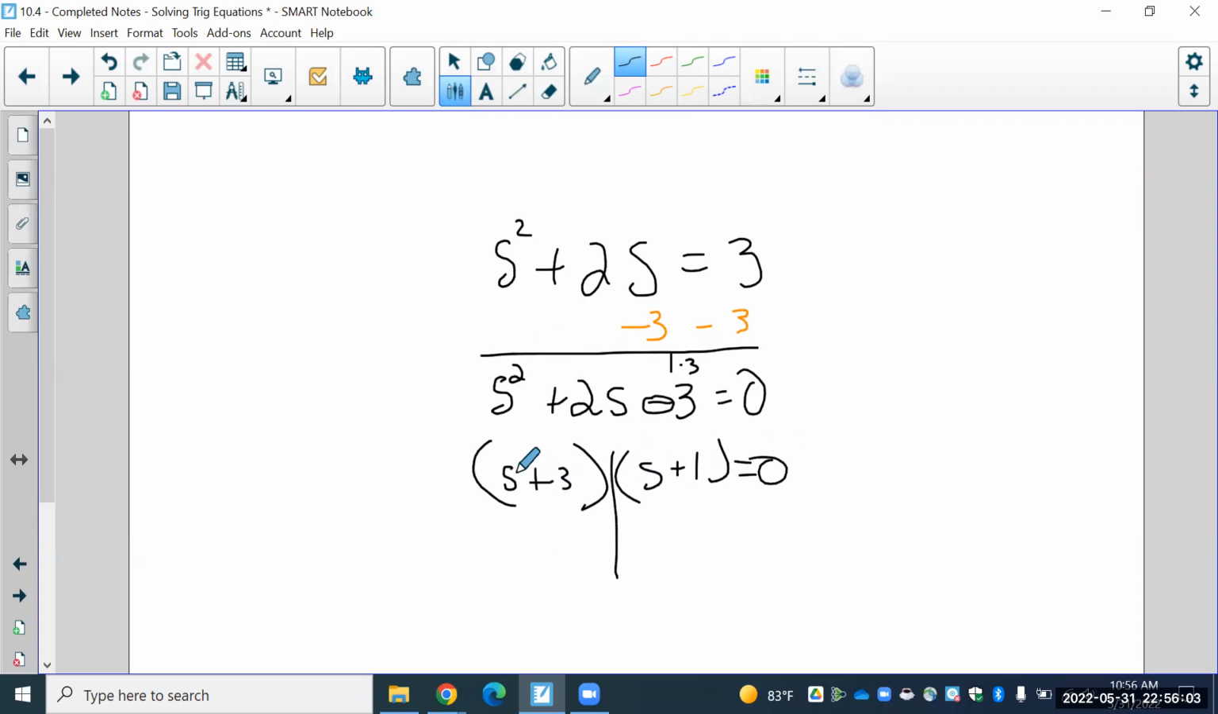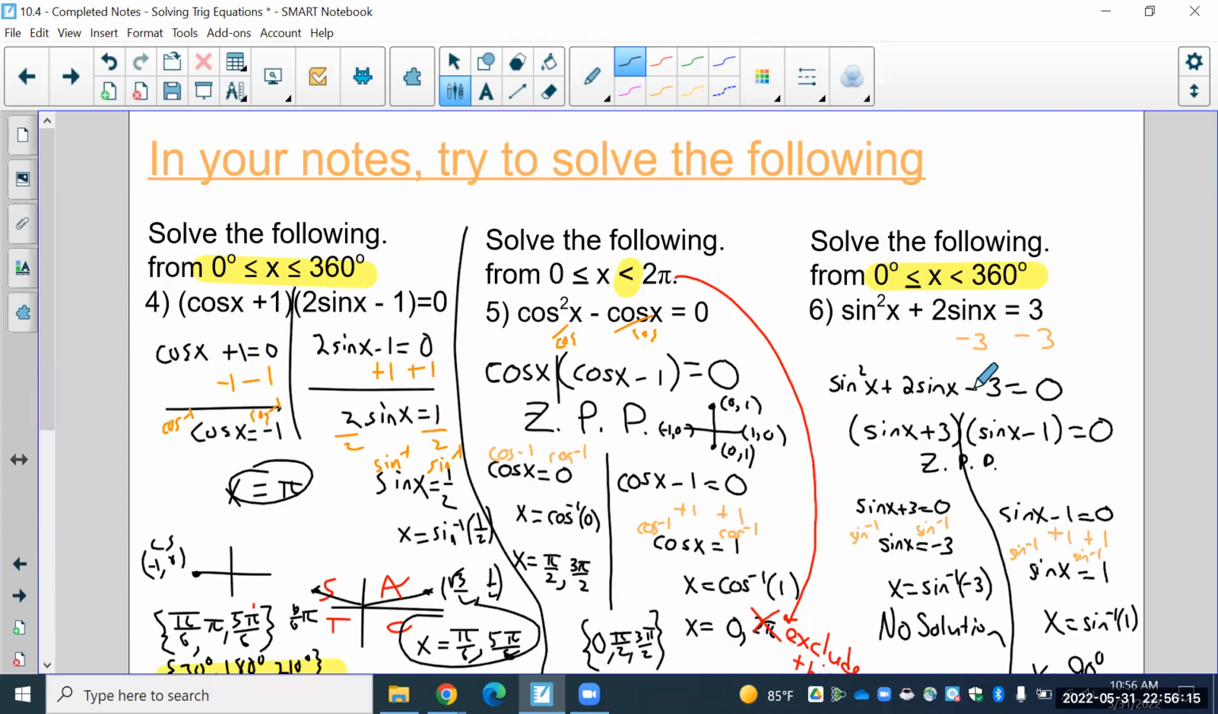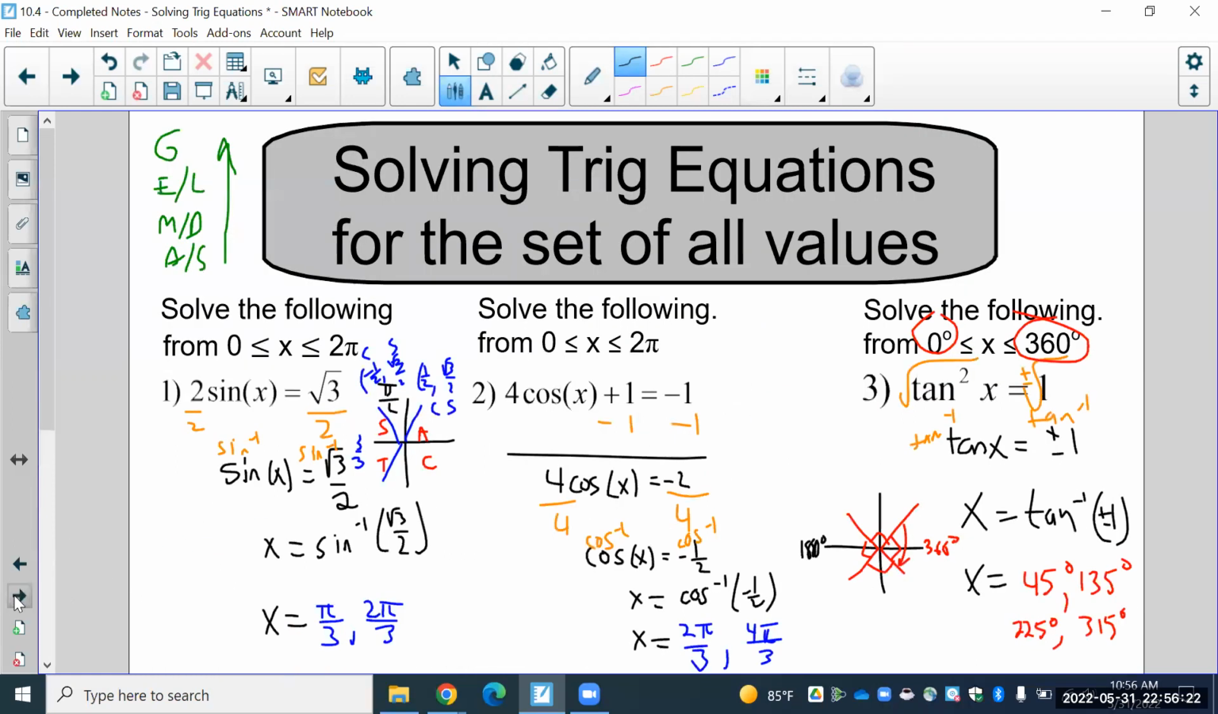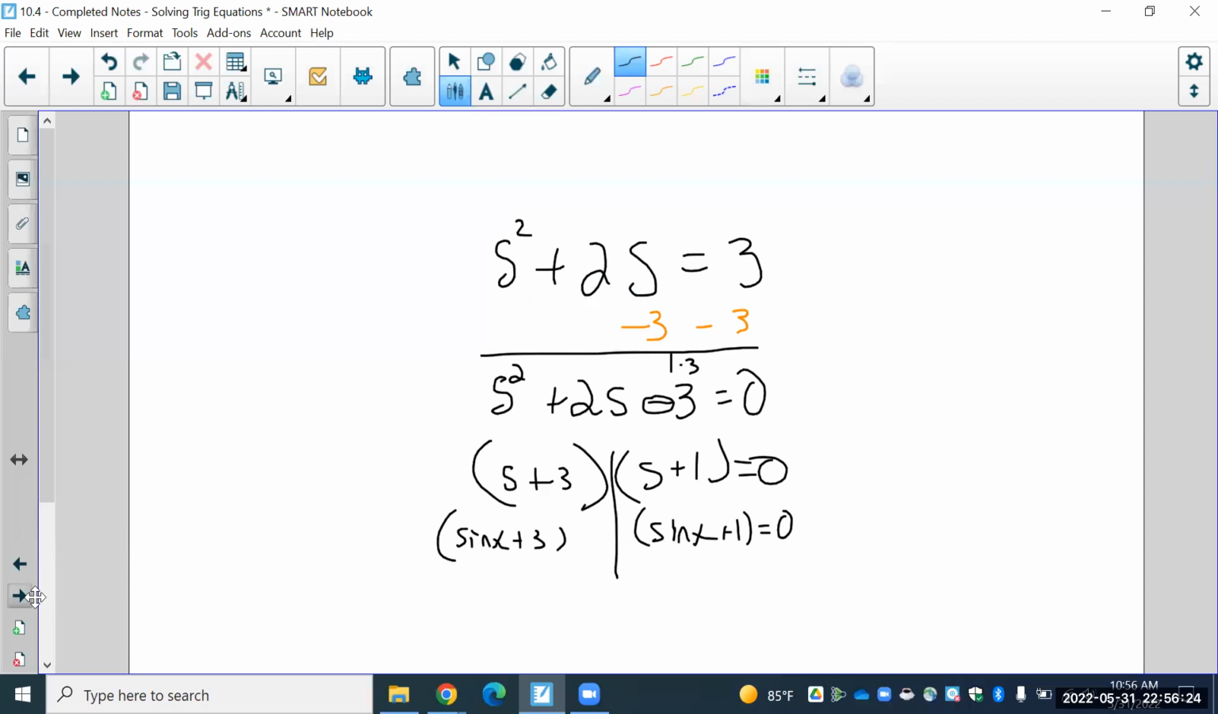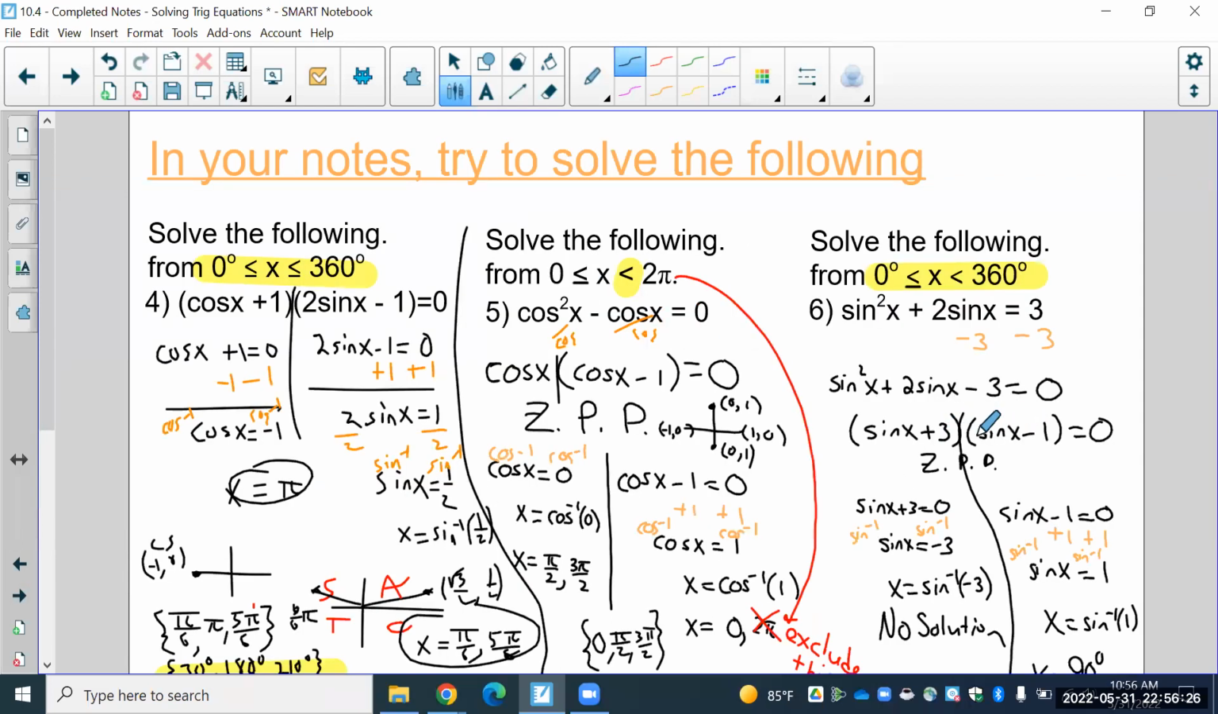Well, now just imagine that that's a sine. So you would write sine x plus 3, and then sine x minus 1 equals 0. That's exactly what we're going to do here. So I factored this out. Again, I just made this sine squared plus 2 sine minus 3, and I used s's instead. And then I factored that out just like you saw. I'm using the zero product property.